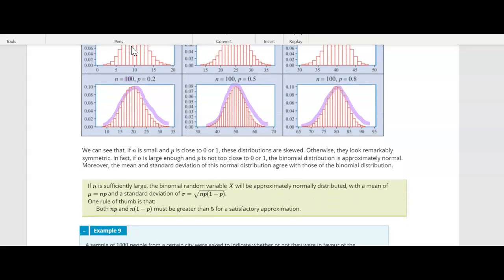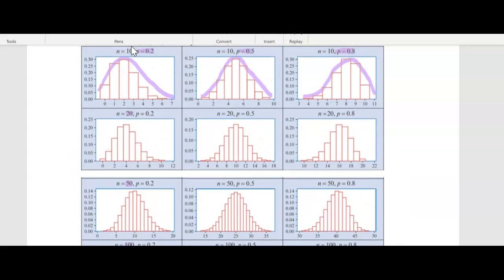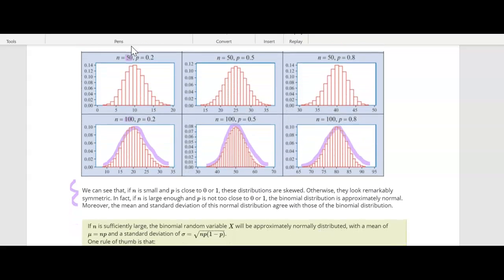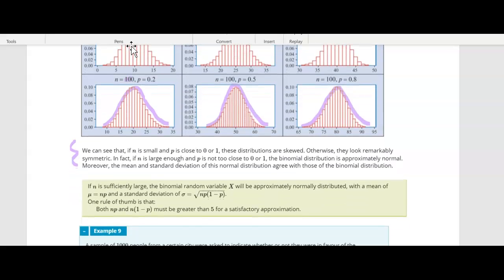In this little paragraph here, we can see that if N is small and P is close to 0 or 1, these distributions are skewed. We saw that in the first row, where I drew the skewed for 0.2 and 0.8. Otherwise, they look remarkably symmetric. In fact, if N is large enough and P is not too close to 0 or 1, the binomial distribution is approximately normal. Moreover, the mean and standard deviation of this normal distribution agree with those of the binomial distribution.